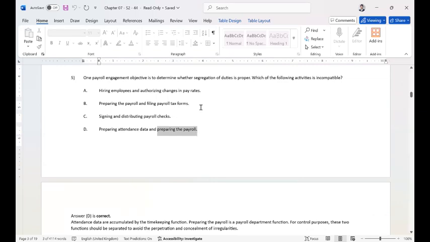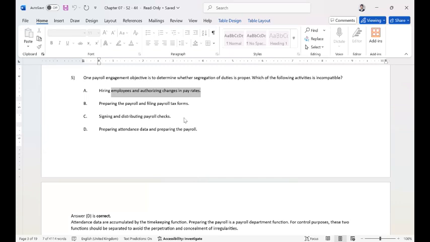Preparing the payroll and filing the payroll tax forms. Okay. Hiring employees, and the person who hires only generally authorizes. Signing and distributing, ideally, should also be segregated. If you look at the bank letters, they're signed by perhaps the CFO or the signatory, but the distribution is done by someone else.